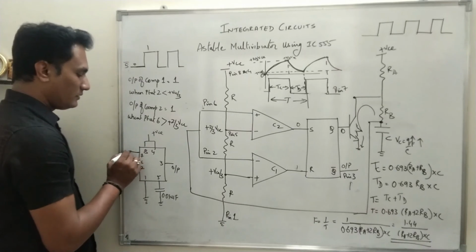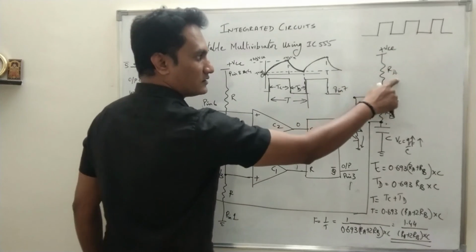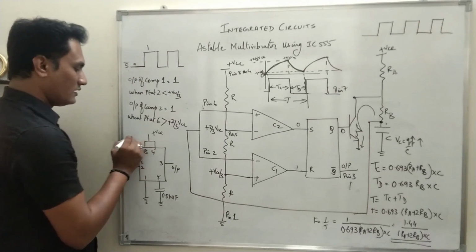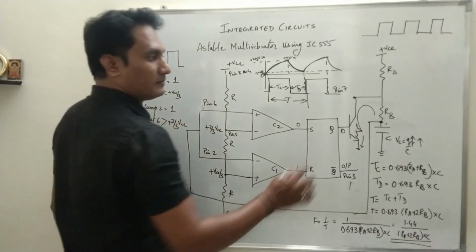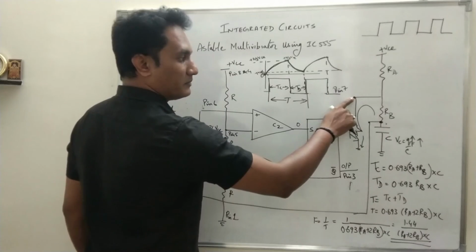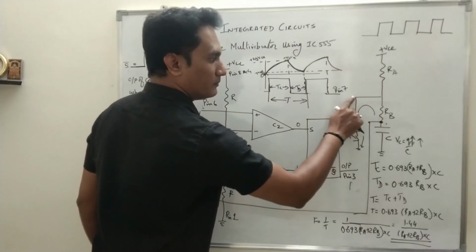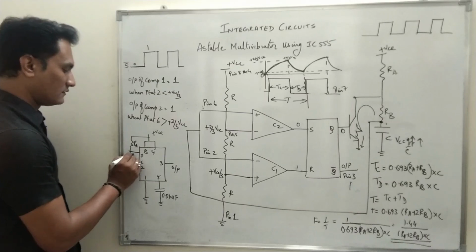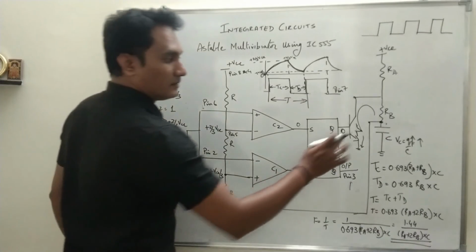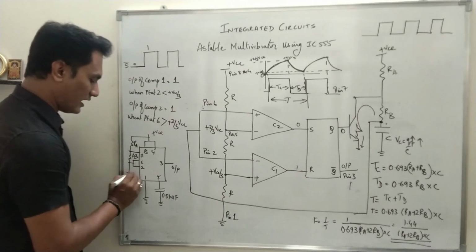What is between pin number 7 and plus VCC? Between pin number 7 and plus VCC you have RA, so draw RA. What is between pin number 7 and pins 6 and 2? Between these two points we have RB. And between pins 6 and 2 and ground we have a capacitor, connected like this.